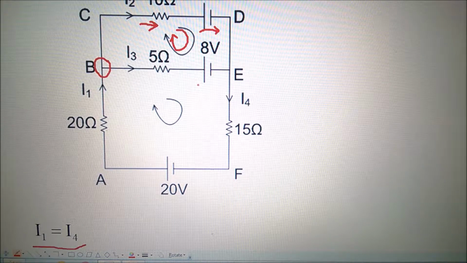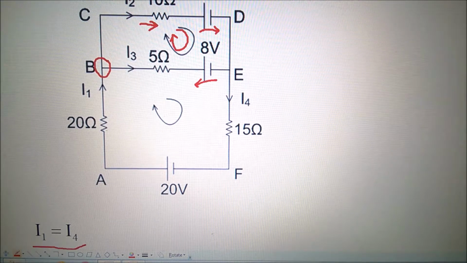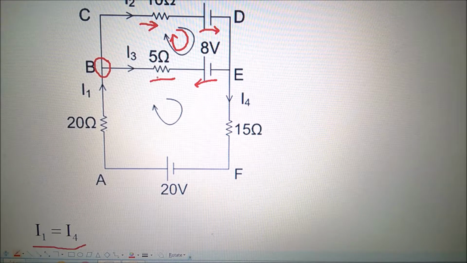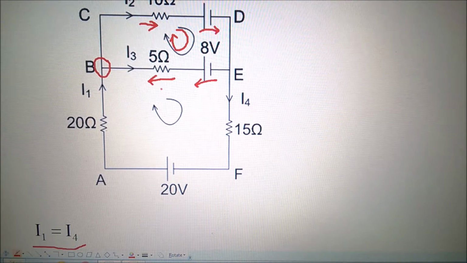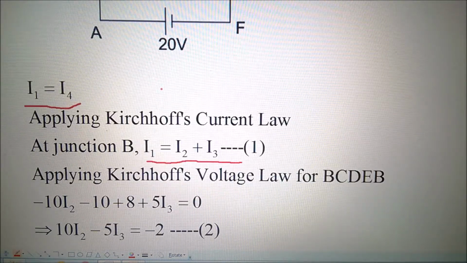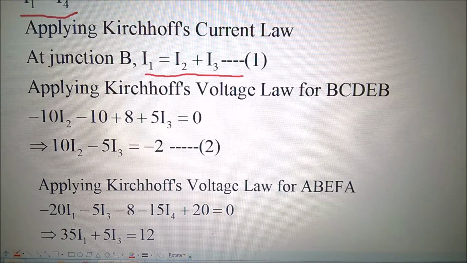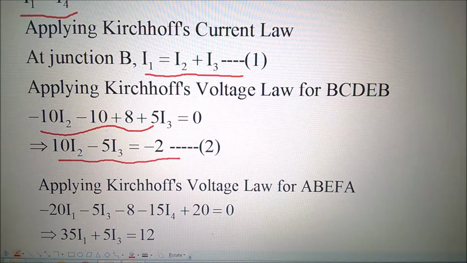Now you come to the EB branch. As you move from here, you are moving from a lower potential to higher potential. Therefore plus 8. Now here in this 5 ohm resistance you are moving opposite to the branch current. Therefore plus 5 I3, and equal to 0. That I am showing here. This is the equation, and after small simplifications, you will get equation number 2.